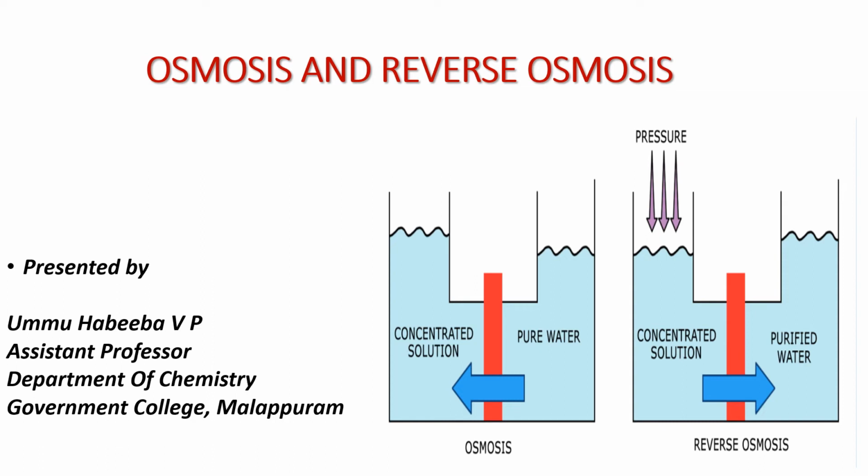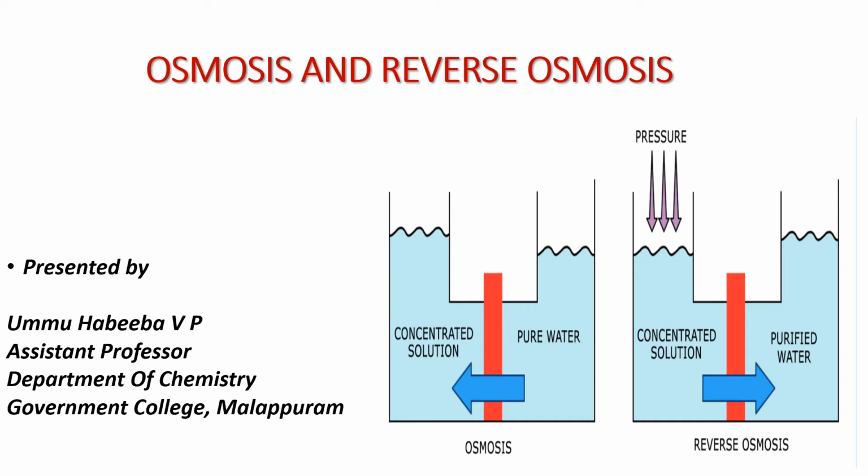Hello, my dear students. In the last class, we have already discussed the colligative properties. We know colligative properties are the properties of dilute solution. They depend only on the number of solute particles. They do not depend on the nature of the solute particle.